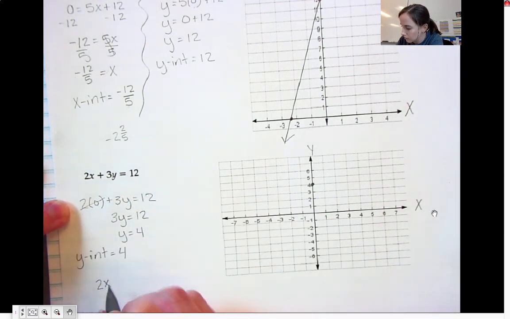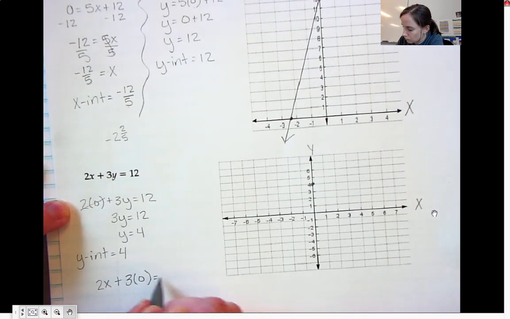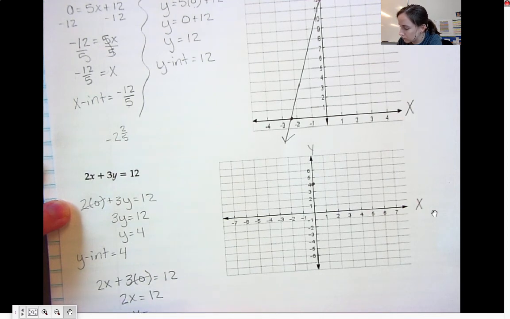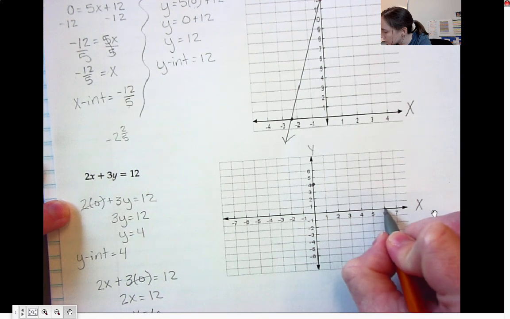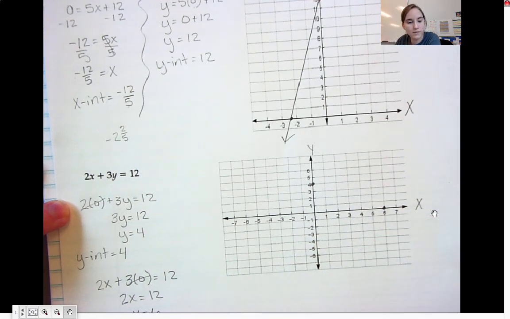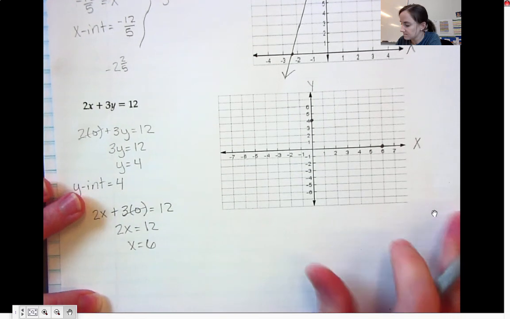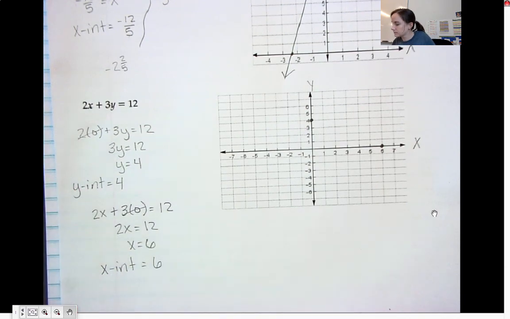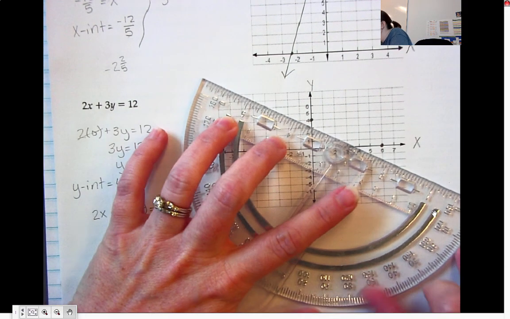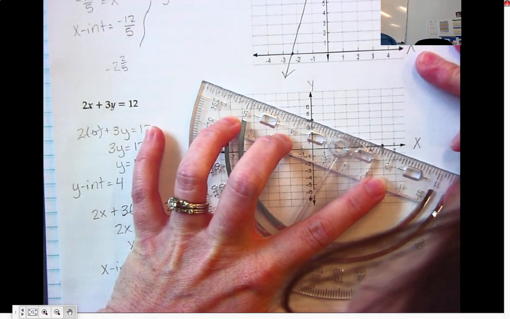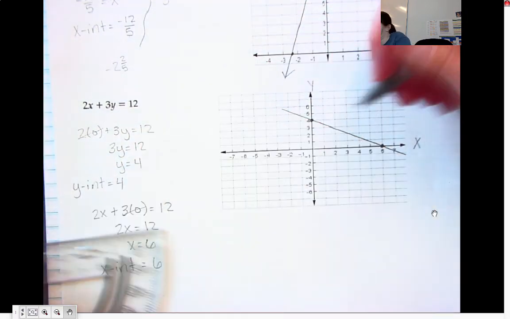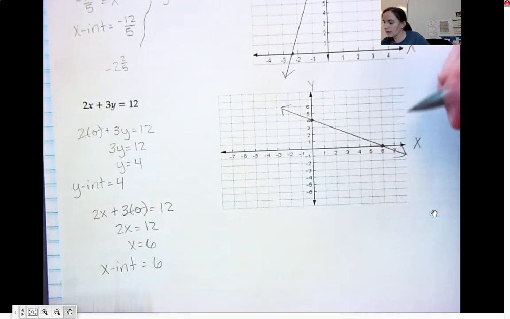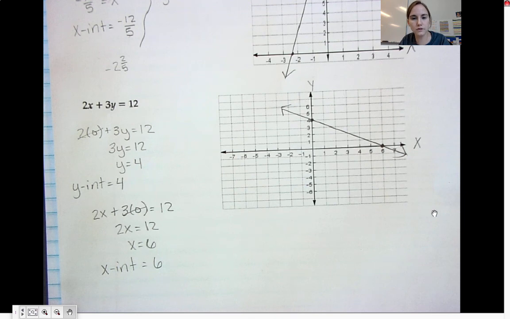And to get the x-intercept, I plug in 0 for y. So 2x plus 3 times 0 equals 12. So 2x equals 12, and when I divide, x will equal 6. So x equals 6, that's all the way over here, and now I can graph a line. X-intercept is 6. Take your straight edge, connect the dots. That's how you graph lines using intercepts and all about intercepts. All right, ask me if you have any questions.